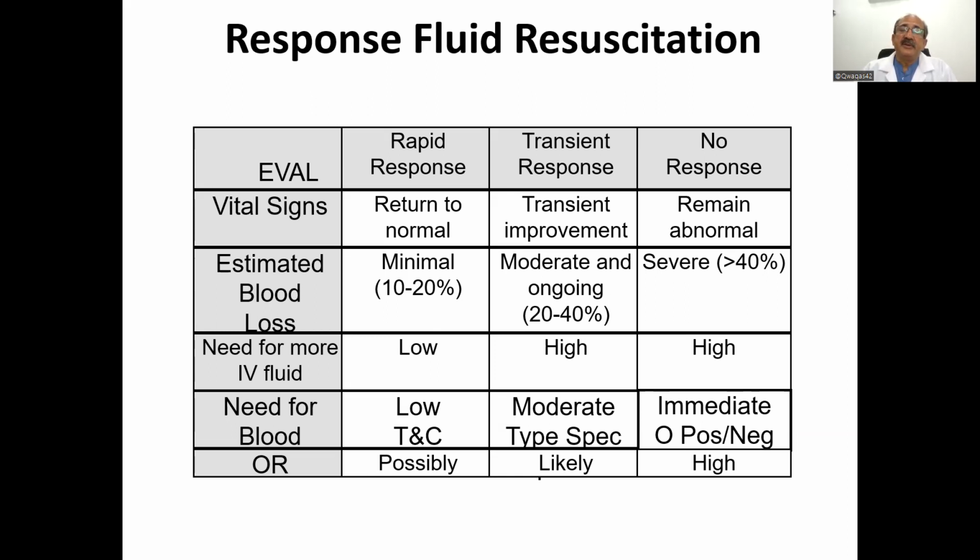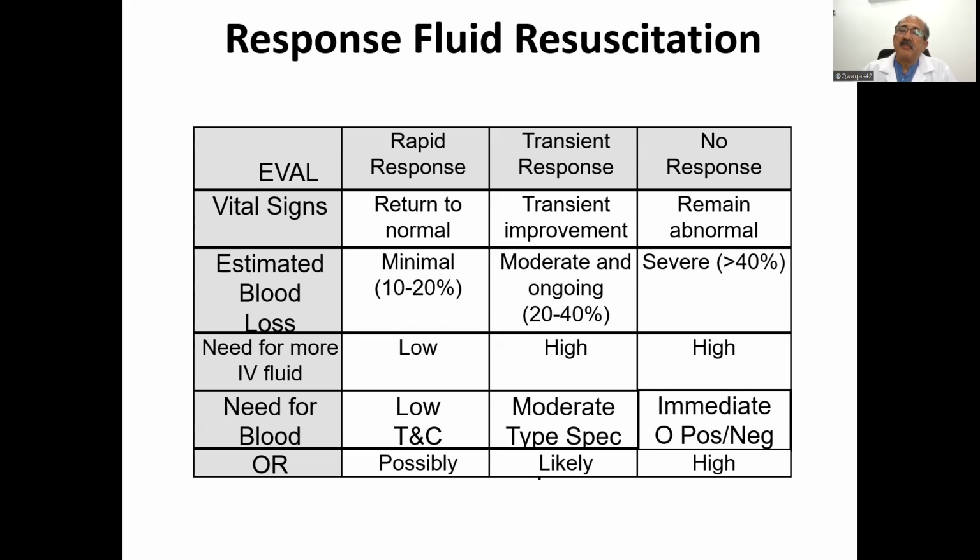In the category of transient response, there is only transient improvement. It means that there is some hidden loss or there is ongoing loss, which can further deteriorate the condition. So this is moderate and ongoing blood loss, 20 to 40%, and the need for IV fluid is very high. If blood is required, yes, there is a moderate requirement in a type specific, and OR is most likely.